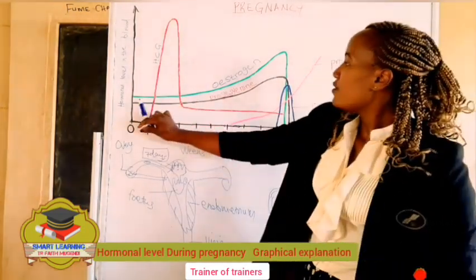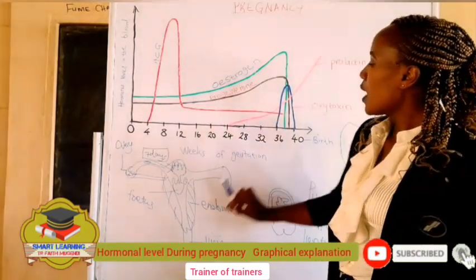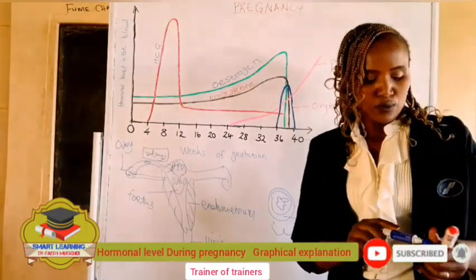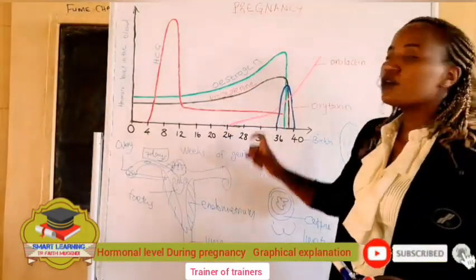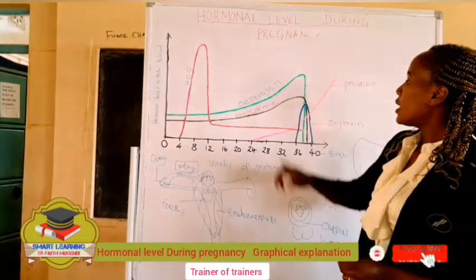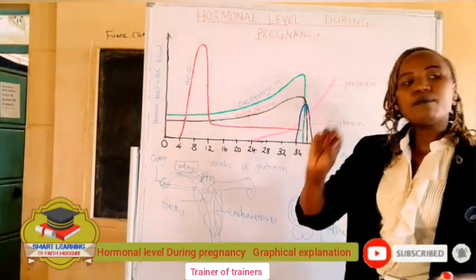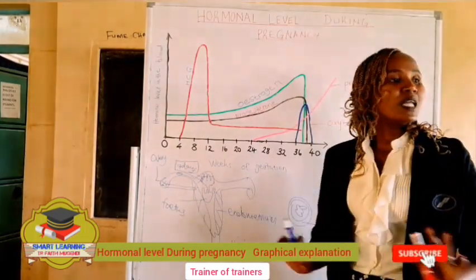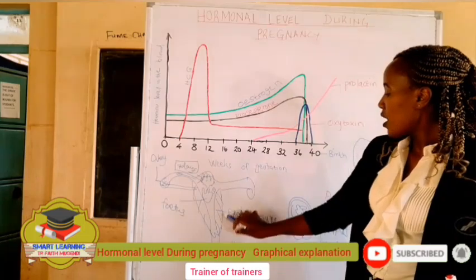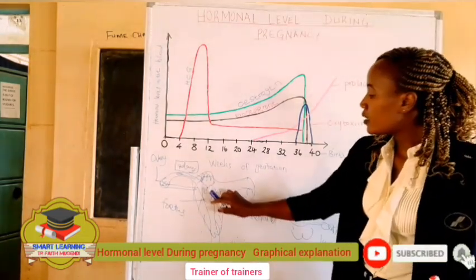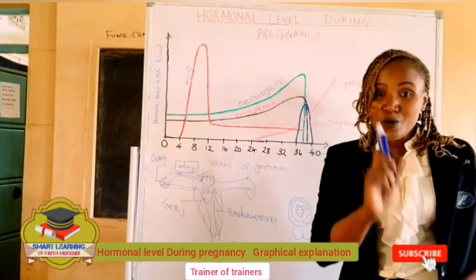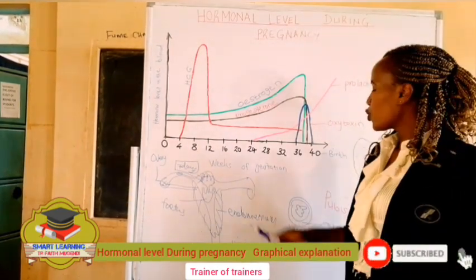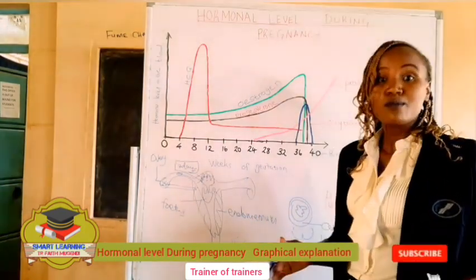Now, we have said that estrogen and progesterone sustain the uterine wall. What other role do estrogen and progesterone perform? Progesterone performs other basic roles. One, it ensures that the endometrium doesn't contract, because if the endometrium contracts, then there will be a miscarriage. What is miscarriage? Miscarriage simply means premature birth. And we don't want that, do we? I'm sure we don't want that.